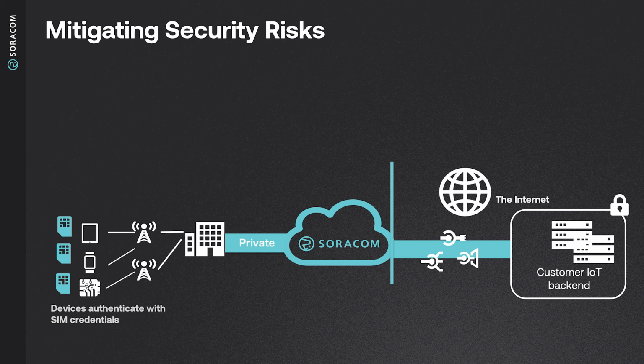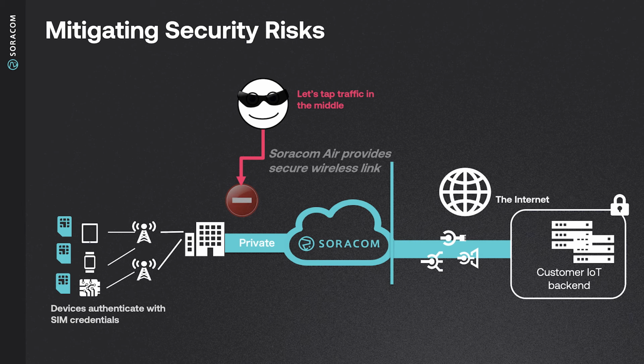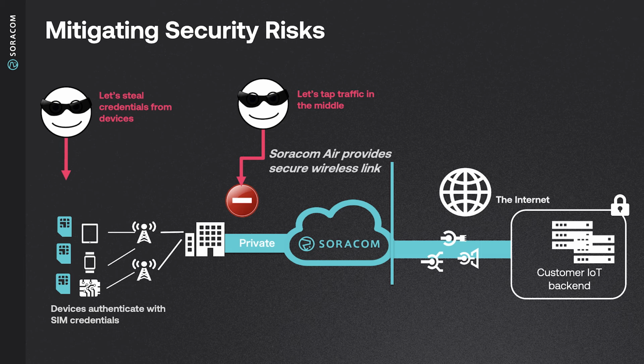By combining Soracom Air cellular connectivity and our private networking services, customers can build highly secure end-to-end IoT system. For example, even if the attacker tries to tap the network in the middle, cellular link and our backhaul connection is protected. Even if the attacker tries to steal credentials to access the network, SIM is tamper tolerant, and customers can also use network-side IMEI lock to make sure the SIM can only work with the designated device.